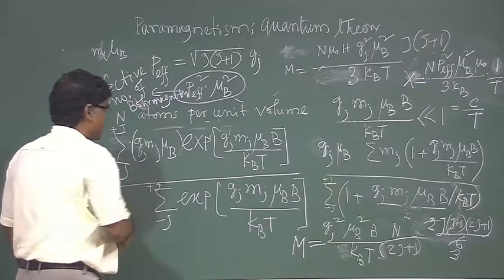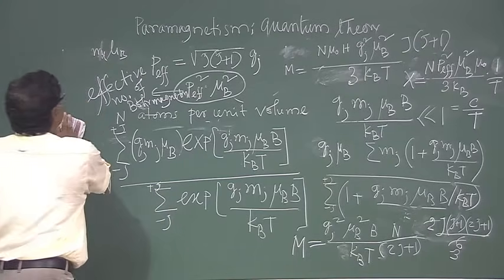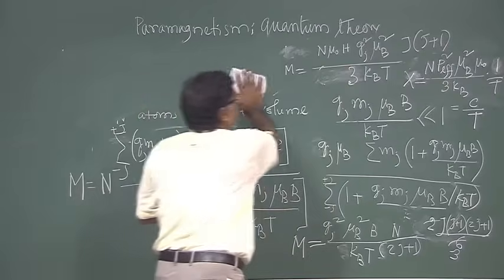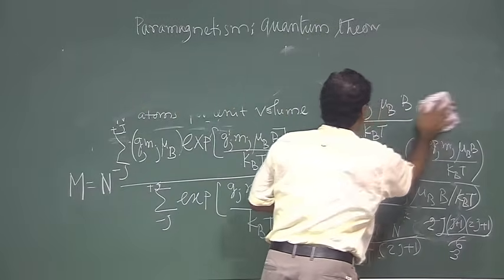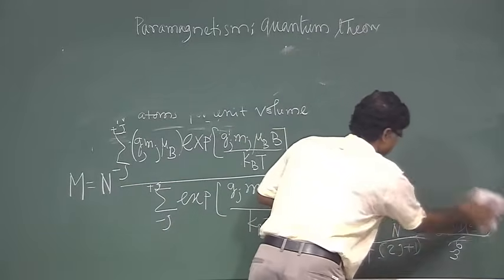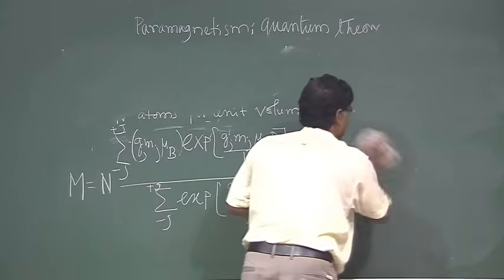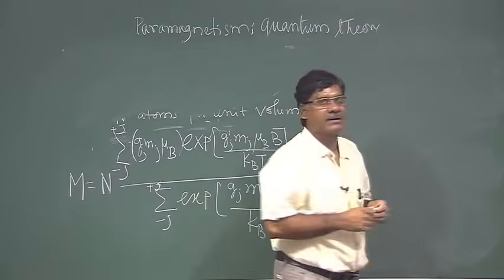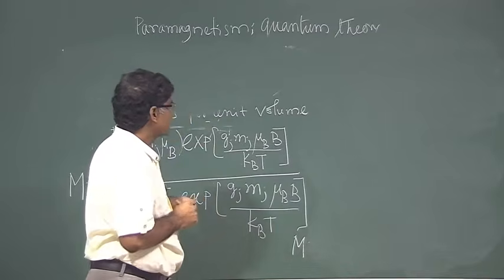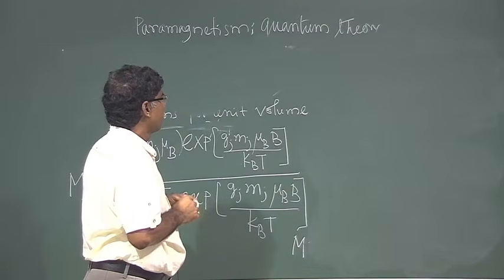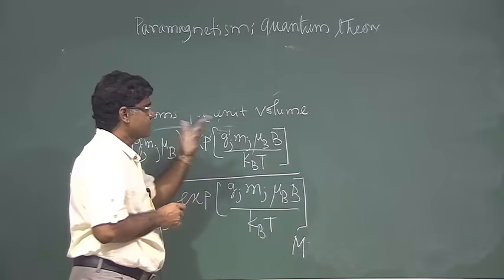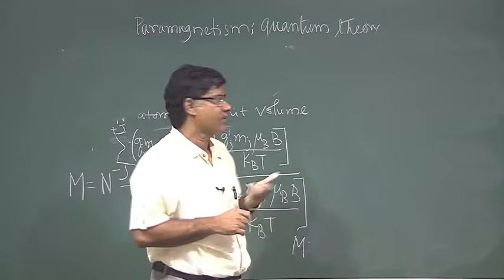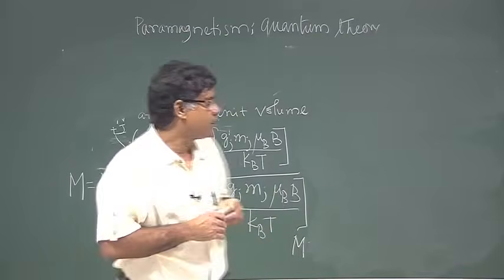So, whatever condition we have taken, this low field and high temperature, for classical theory, whatever result we got, from quantum theory also we got a similar result, with only a slight difference of p effective, that is the effective number of Bohr magneton.